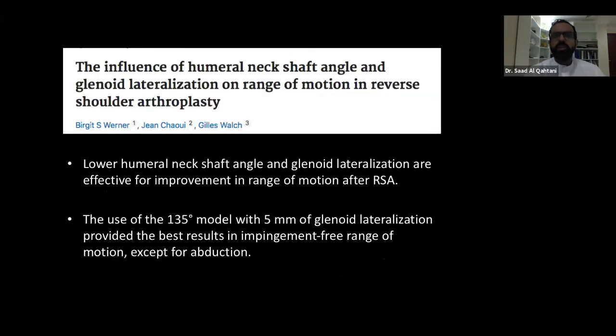When we talk about the humeral neck shaft angle and the glenoid lateralization, Walsh showed that the use of a 135 neck shaft angle with 5 millimeters of glenoid lateralization has the best result for impingement-free range of motion, except for abduction.